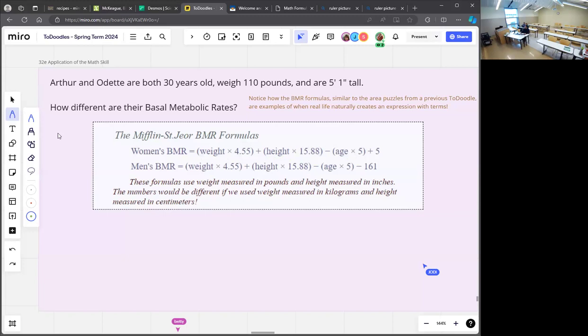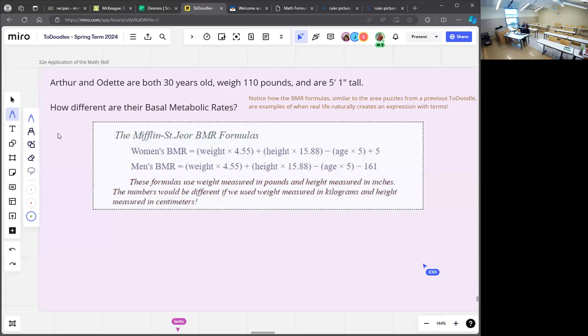Does it make sense that the age thing is a subtraction? We burn less calories as we get older. Age times that, but it's a minus, because the older you get, the fewer calories you burn, so we're taking away. Whereas if you are heavier or taller, you burn more calories as you're resting, because you're bigger, your body is doing more stuff.